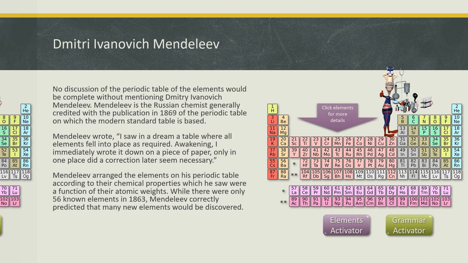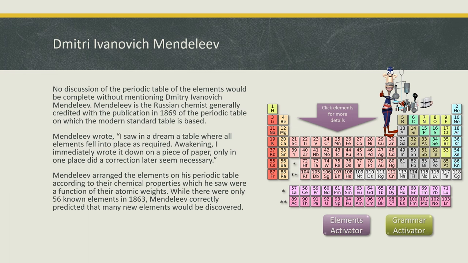Dmitry Ivanovich Mendeleev. No discussion of the periodic table of the elements would be complete without mentioning Dmitry Ivanovich Mendeleev. Mendeleev is the Russian chemist generally credited with the publication in 1869 of the periodic table on which the modern standard table is based. Mendeleev wrote, "I saw in a dream a table where all elements fell into place as required. Awakening, I immediately wrote it down on a piece of paper. Only in one place did a correction later seem necessary."